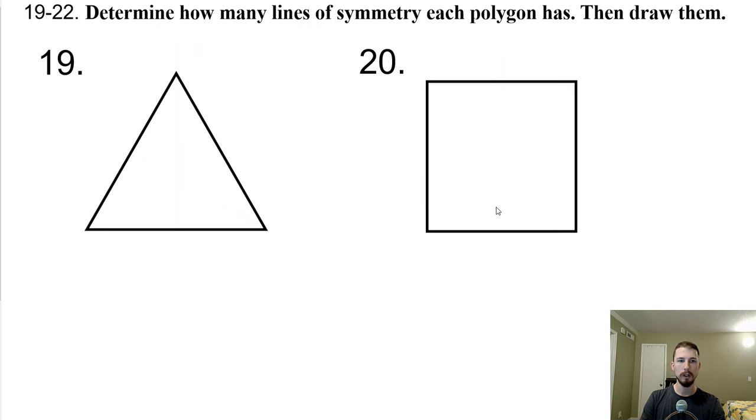19 through 22. These are really fun. Determine how many lines of symmetry each polygon has. So these are regular polygons, by the way, meaning all their sides and angles are going to be congruent.